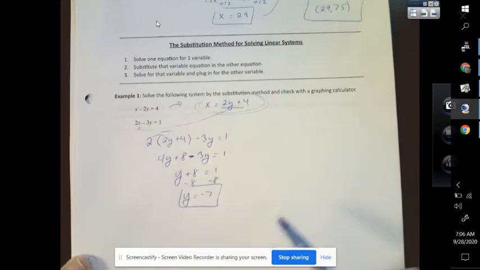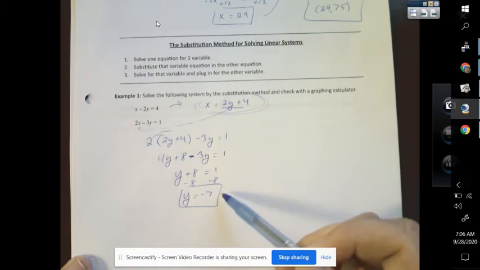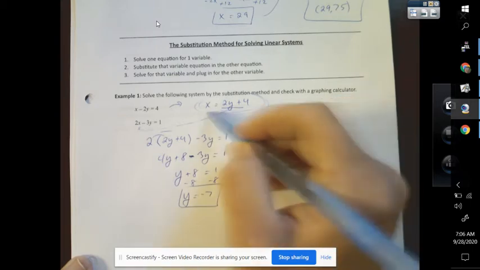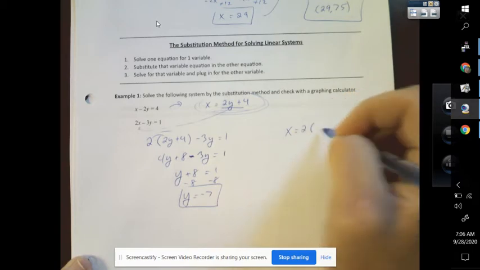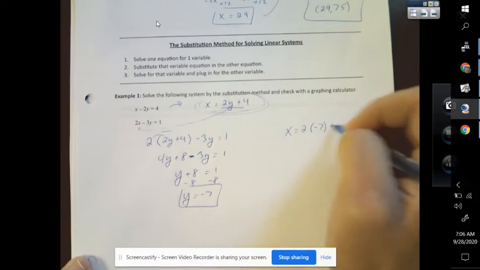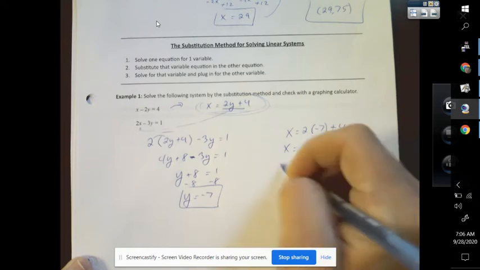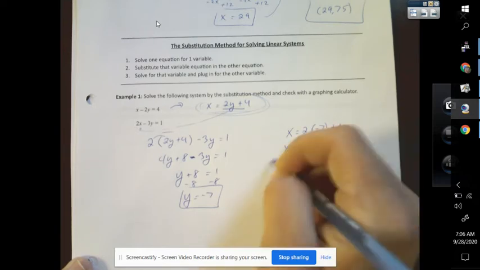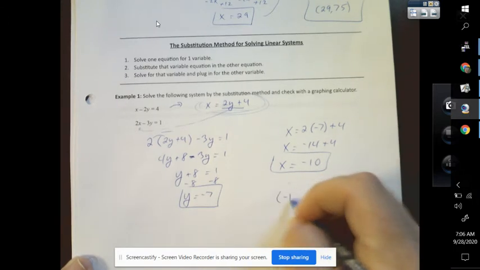Cool. Well, now I've got to plug it back in, and you go back to your two initial equations. I could even use this if I really wanted to. I want to get x by itself. So here I already have x by itself in my first equation. So x equals 2 times y, which we now know is negative 7. So negative 14 plus 4, x equals negative 10. Cool. So my final answer is negative 10 comma negative 7.